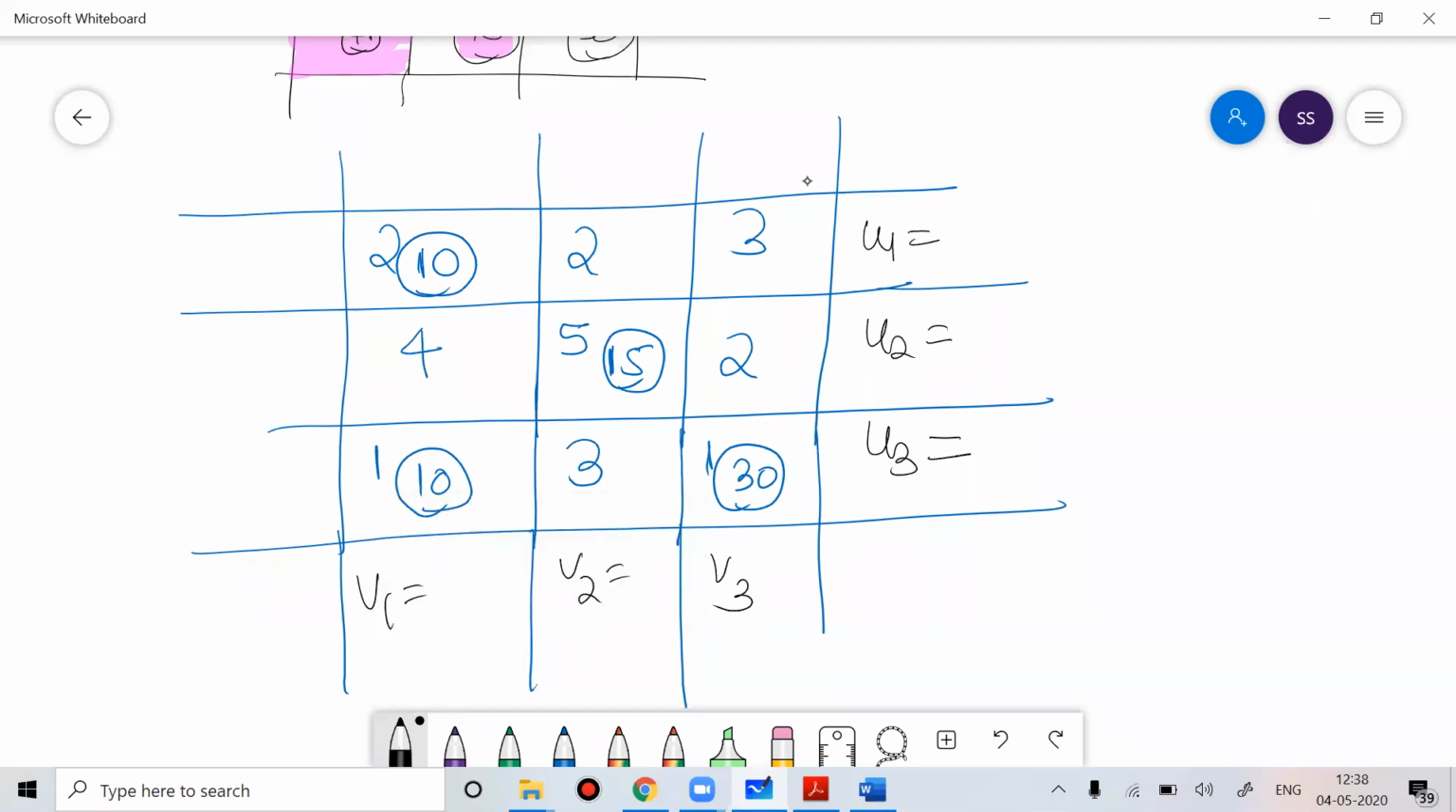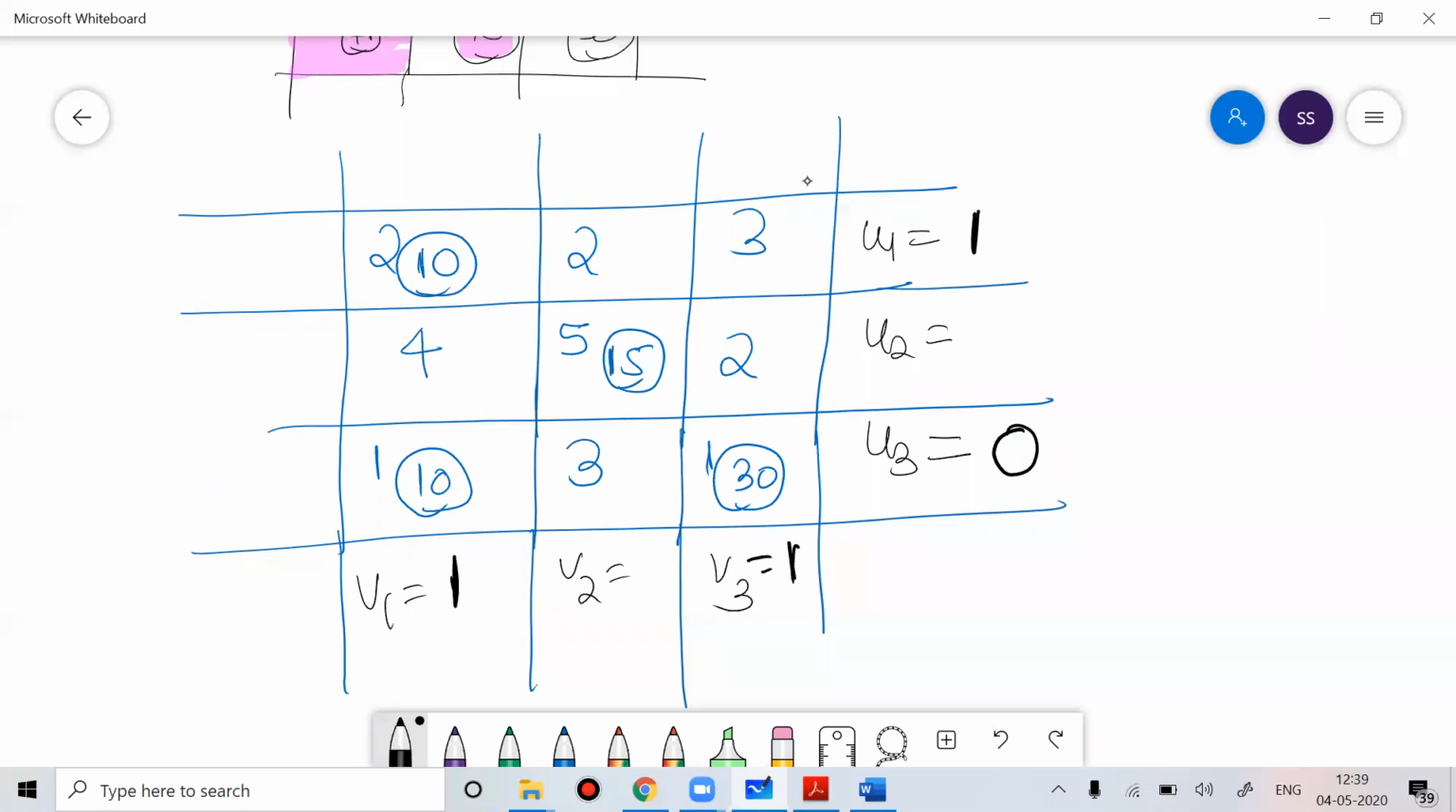Okay, now out of U1, U2, U3, V1, V2, V3, put one variable to 0. Let U3 equal 0. If U3 is 0, then V1 would be 1 and V3 would be 1. I hope this is clear with everyone. Now, if V1 is 1, I can put U1 equal to 1. And till here, anyone have any doubt?